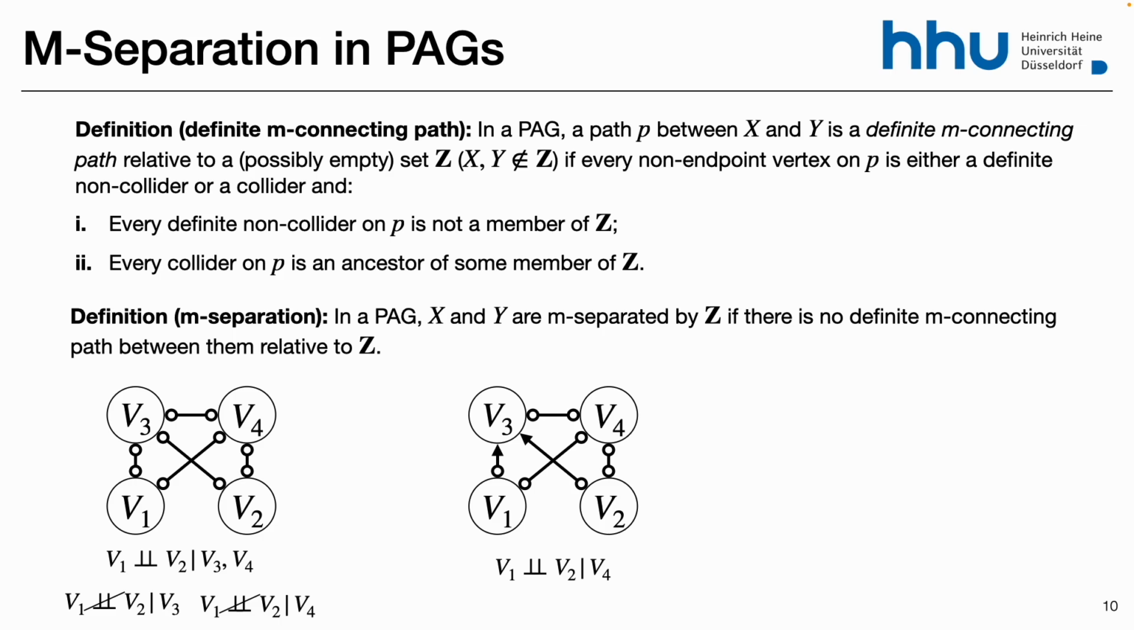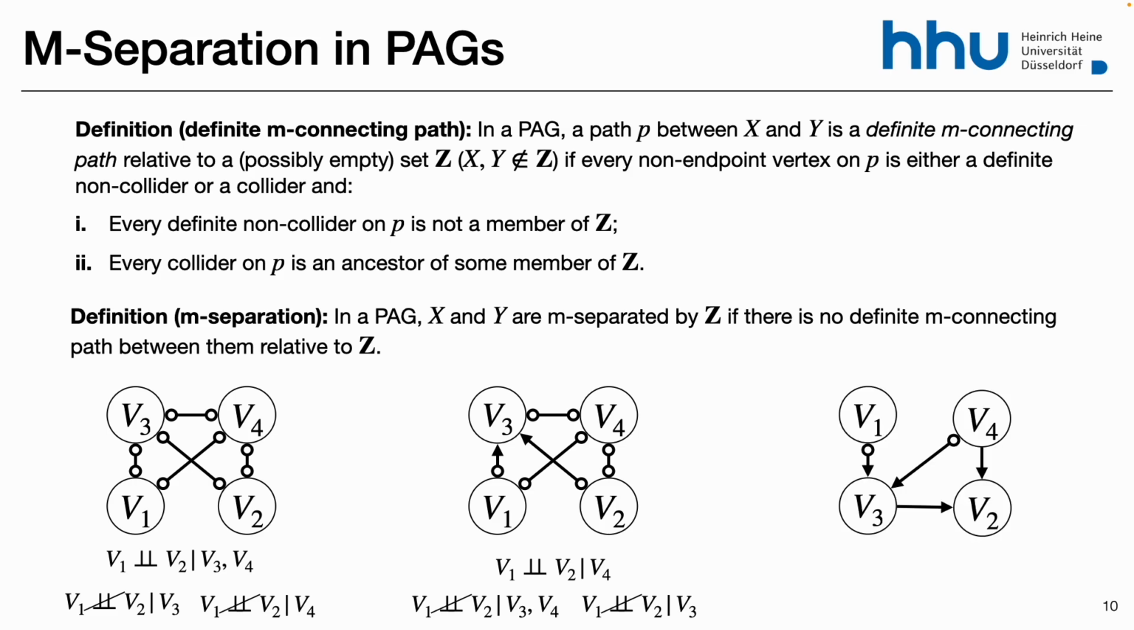And the third path is not of a definite status, because it's unshielded. It's shielded, right? So if I do, for example, V3 and V4, I'm conditioning on the collider there, so I'm creating a dependence. If I just condition on V3, it's the same thing.